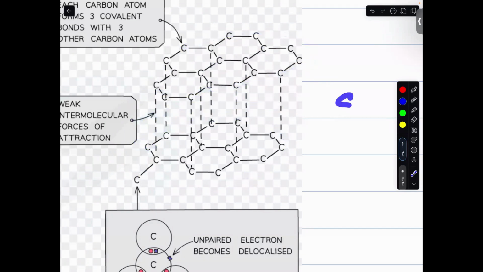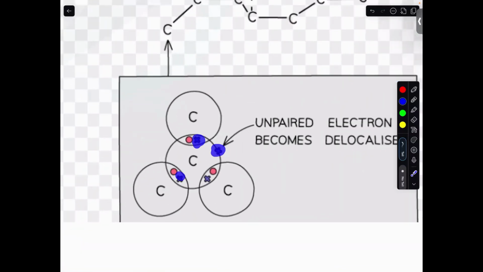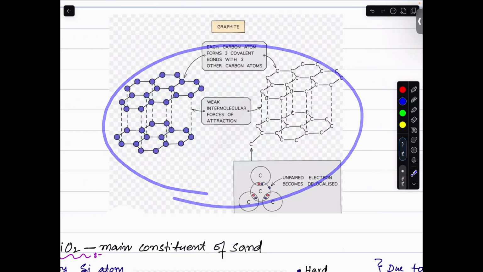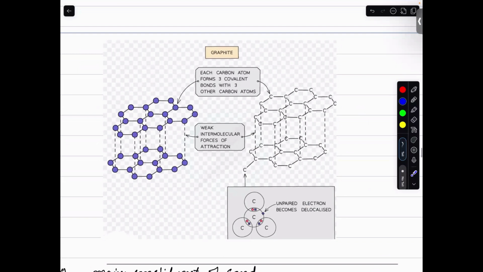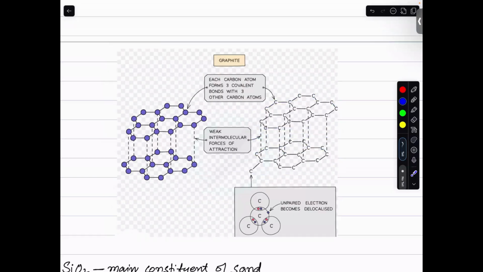Look, this is carbon. When carbon is making 3 bonds, one electron is unbonded, and this becomes the delocalized electron. Each carbon has one delocalized electron, so there is a sea of delocalized electrons that conduct electricity. So graphite is a conductor of electricity. Between layers, there are weak forces that can break. The layers can slide over each other. Therefore, graphite is slippery.